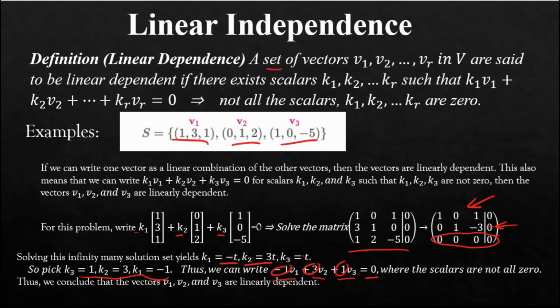Again, it says that a set of vectors v1 to v sub r in some vector space is said to be linearly dependent if there exist scalars k1 to k sub r such that the linear combination of the scalars and the vectors set equal to 0 implies, that's the key to the definition, is the implication. Where are we going? This implies that not all the scalars are 0. Well, can we show that? Well, we just gave an example where we just did, right? So, cool.